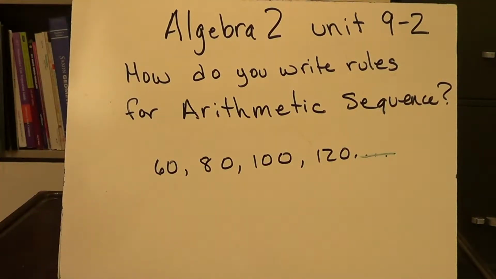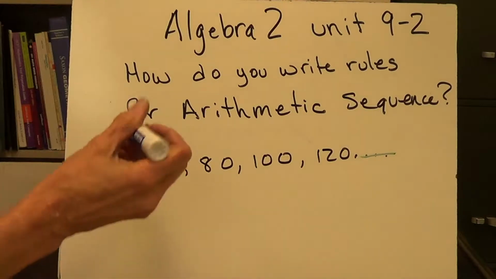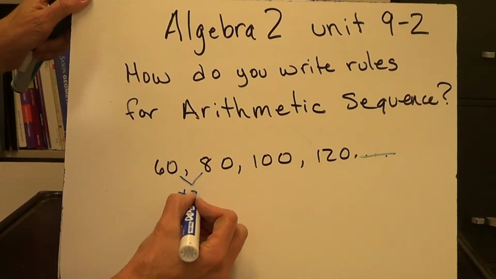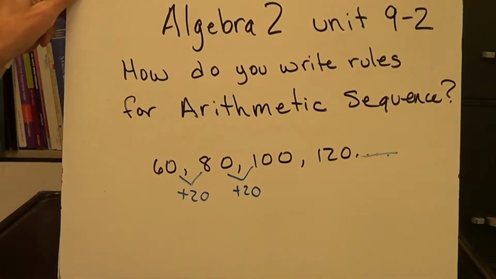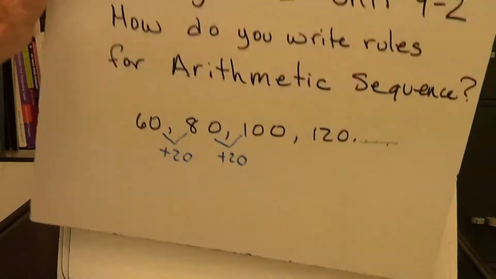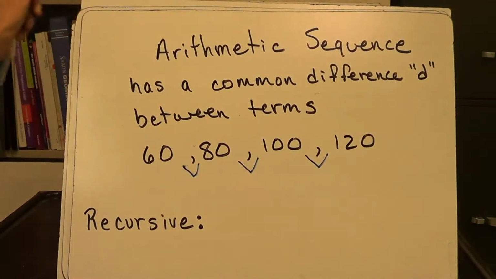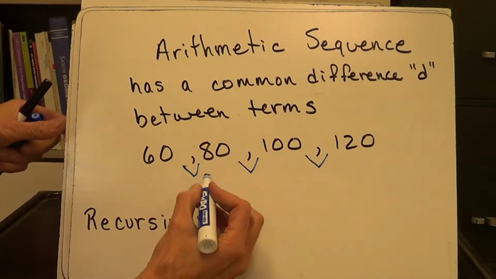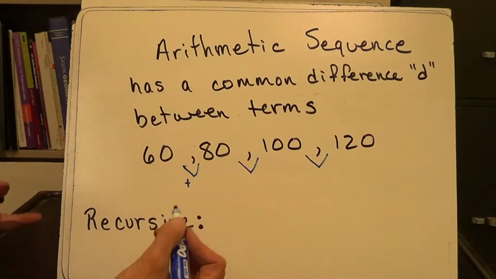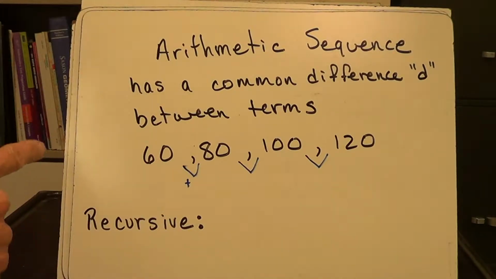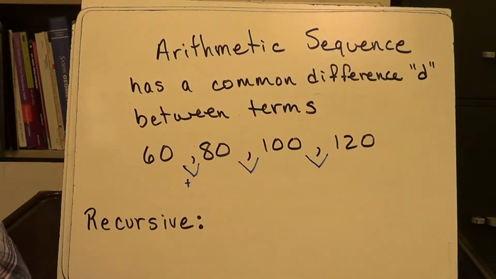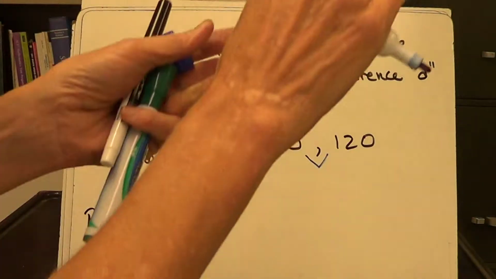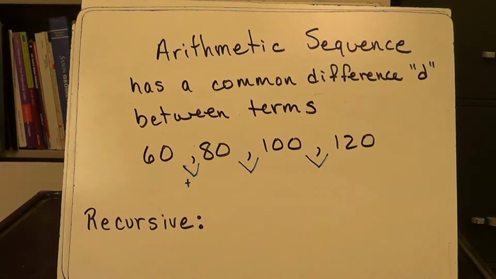What's the pattern? Hopefully you're saying, oh, all you're doing is adding 20. Make sure to pause this video a lot. If you need to stop and figure those out ahead of me, please do that. An arithmetic sequence has a common difference between the terms. I could be adding a value, which in this case I am, or I could be adding a negative. So it could be going down, starting at 120, then 100, then 80, then 60, and I would be adding a negative 20.